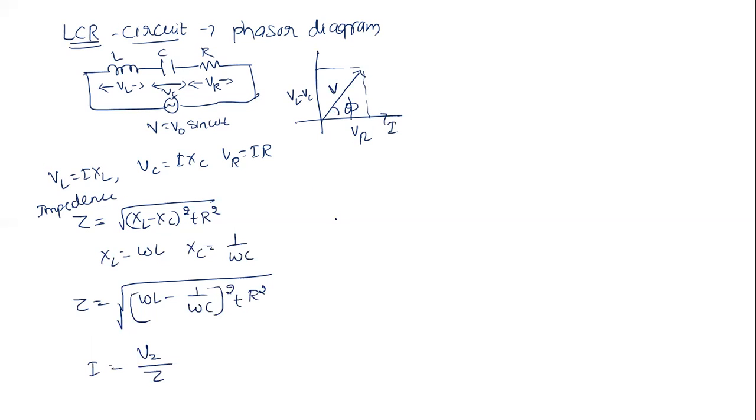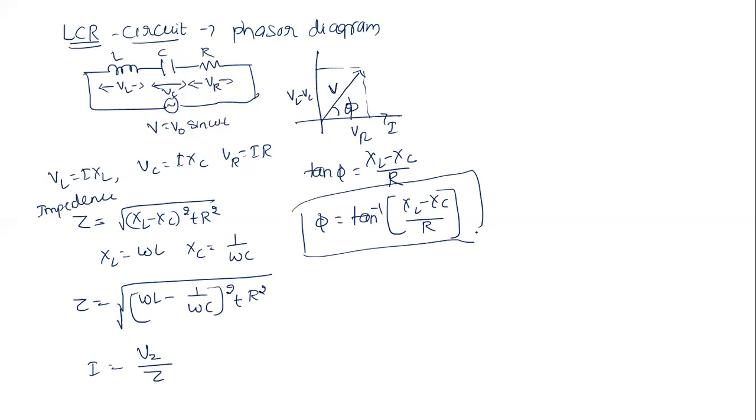Now we need to find the phase angle. What is the formula? Phase angle is given by tan phi equal to XL minus XC by R, or we can say phi equals tan inverse of XL minus XC by R. So this is the phase angle between current and voltage in the case of an LCR circuit.